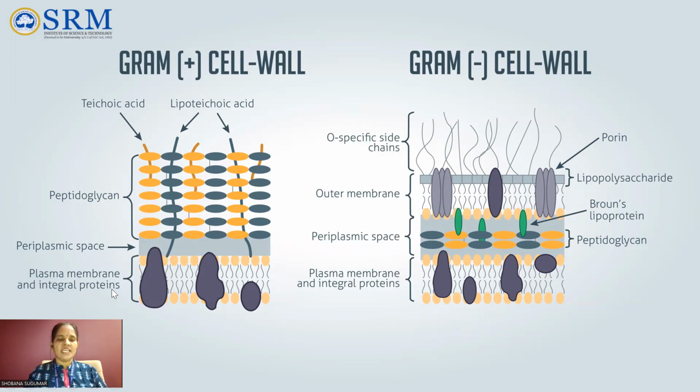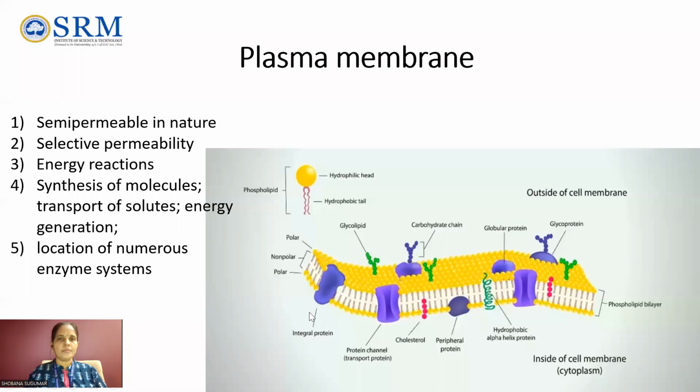Plasma membrane and integral proteins are present in both gram-positive and gram-negative bacteria. This outer membrane consists of lipopolysaccharides, porins, and O-specific side chains, which are present in gram-negative bacteria. Then the next important external structure is the plasma membrane.